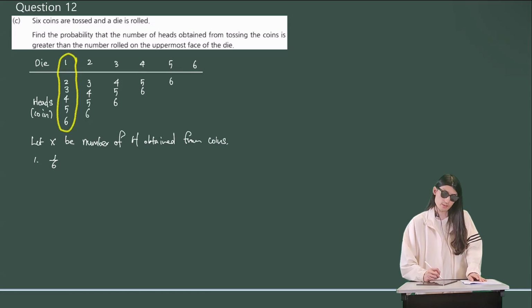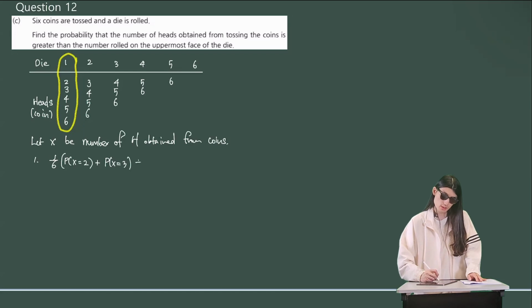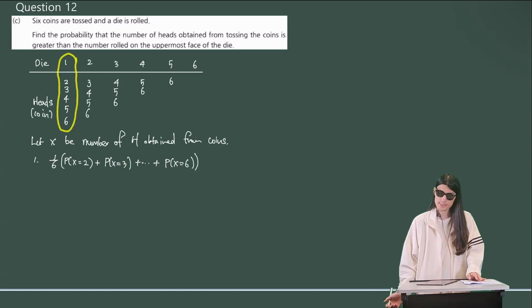And when this occurs, you can either get 2 out of your 6 coins to be heads, the probability of which I can represent as P of x equals 2, or you can have 3 out of your 6 coins landing on heads, or you can have 4 coins, 5 coins, or 6 coins all landing on heads, can't you?